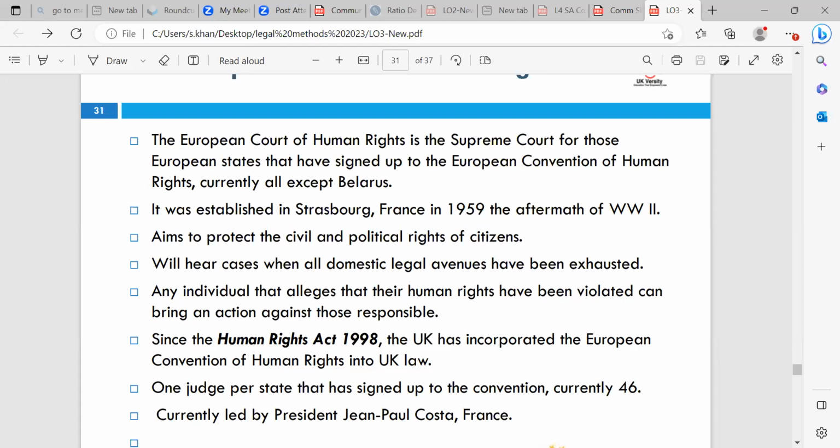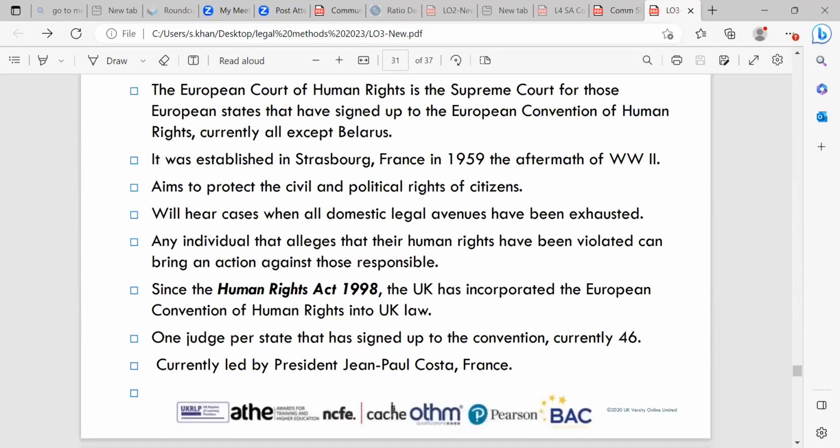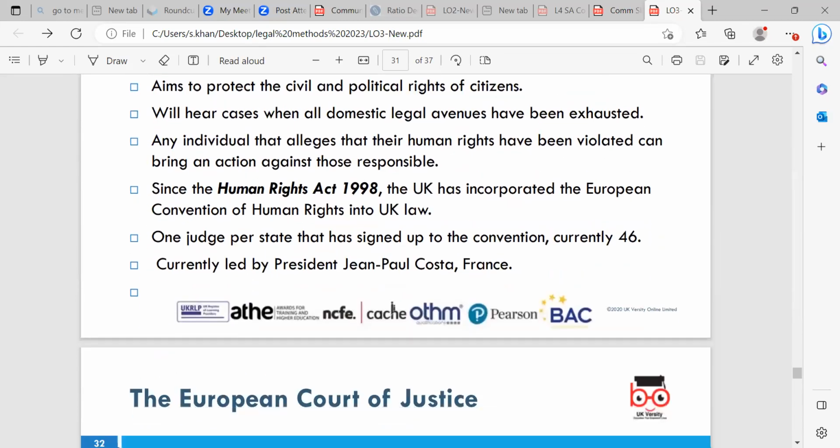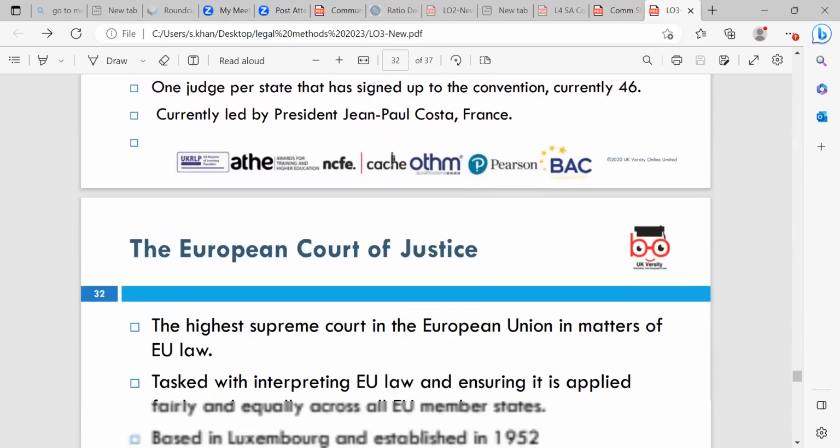It will hear cases when all domestic legal avenues have been exhausted. Any individual that alleges that their human rights have been violated can bring an action against those responsible. And since the Human Rights Act 1998, the UK has incorporated the European Convention on Human Rights into UK law. There is one judge per state that has signed to the convention, currently 46, currently led by President Jean-Claude Costa, France.